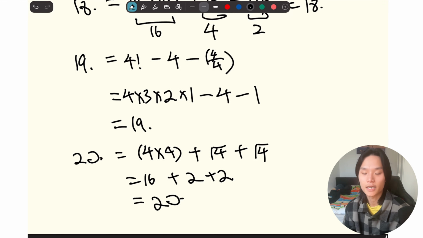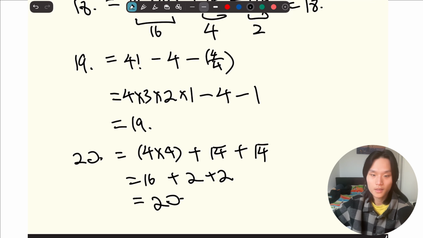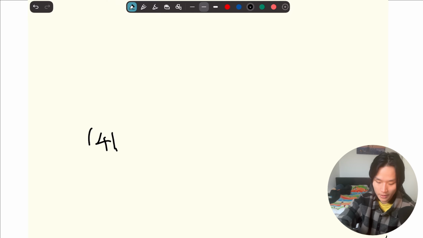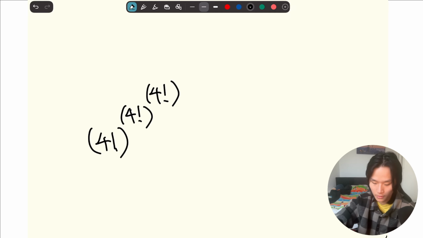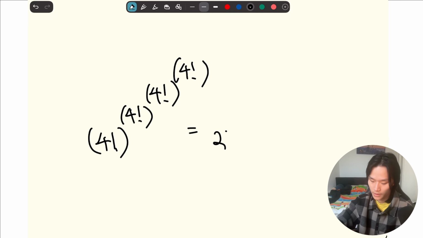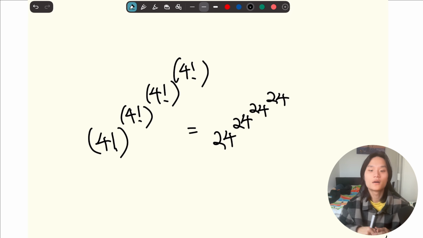Now here's another challenge for you. Can you make the biggest expression using four 4s and using any operations that you know? So here's the one I came up with, and that is a tower of exponents. We have 4 factorial raised to the 4 factorial raised to the 4 factorial raised to the 4 factorial. Essentially, that's just 24 raised to the 24 raised to the 24 raised to the 24.